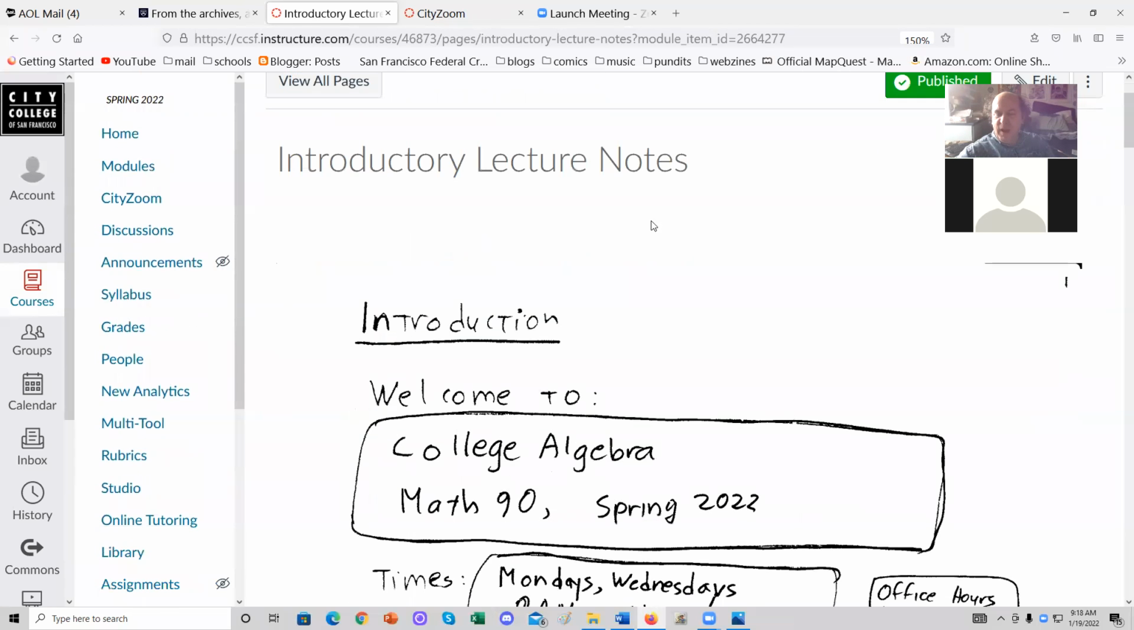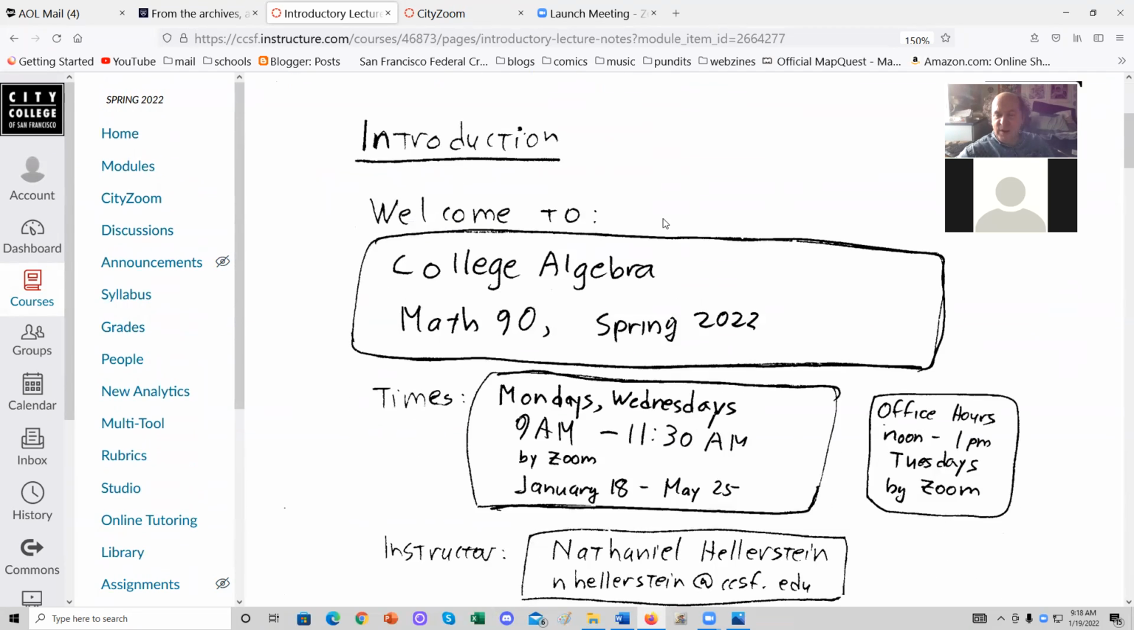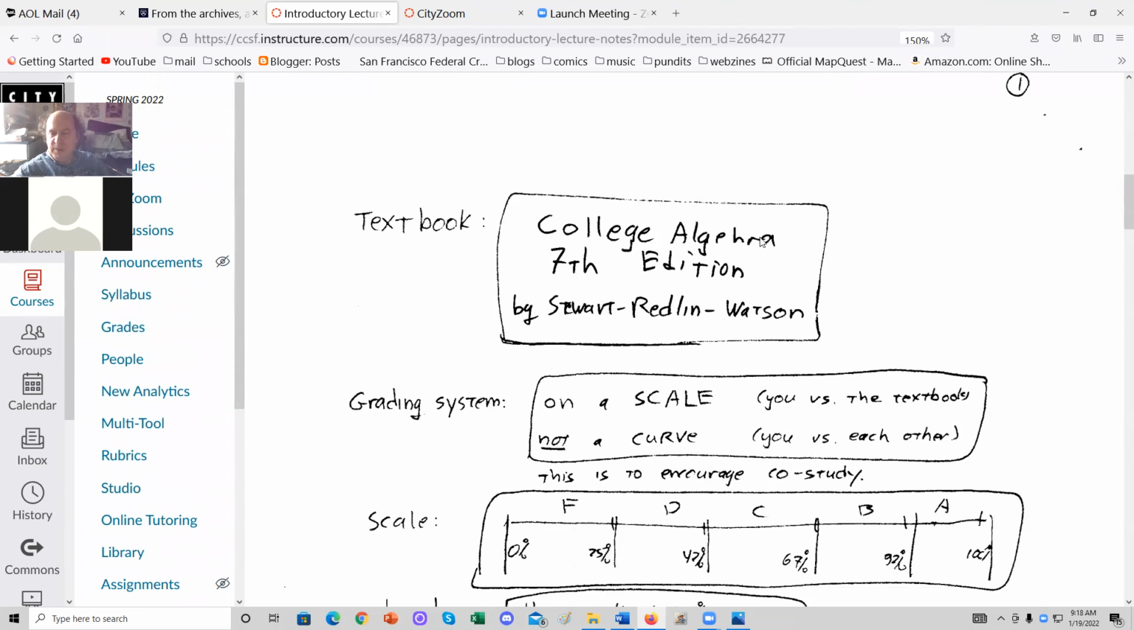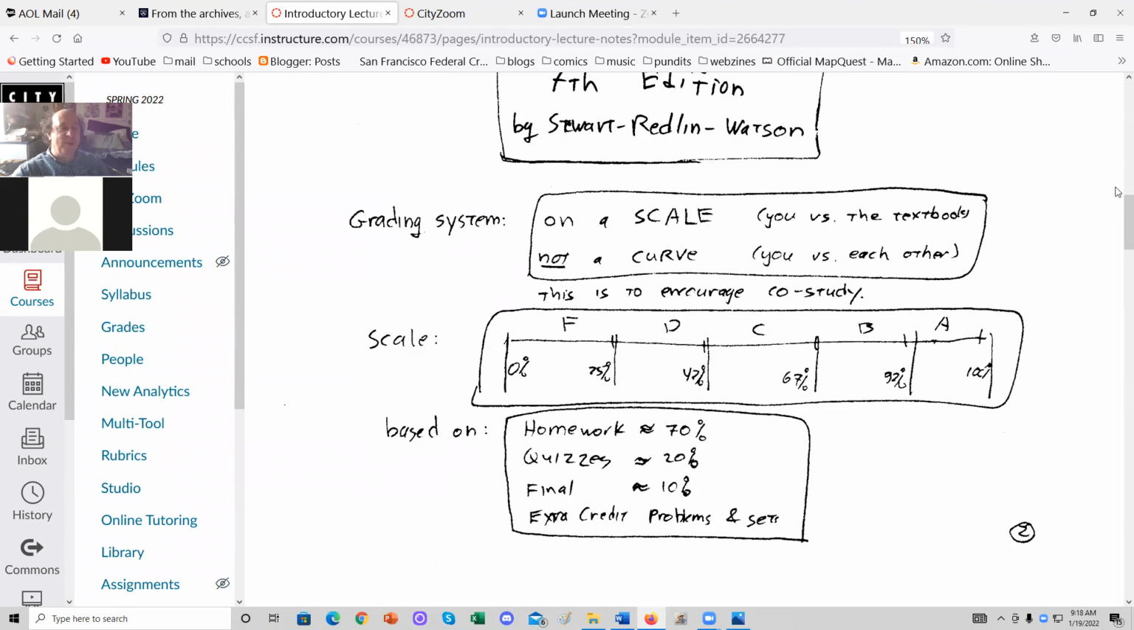So, welcome to College Algebra, Math 90, Spring 2022. Mondays, Wednesdays, 9 to 11:30 in the morning. There's my name, there's an office hour, and so on. Textbooks, College Algebra 7th edition, Stuart, Ridlin, and Watson. Okay, first question obviously asked is, how do I give out grades?